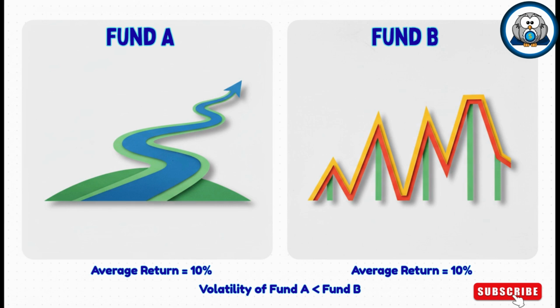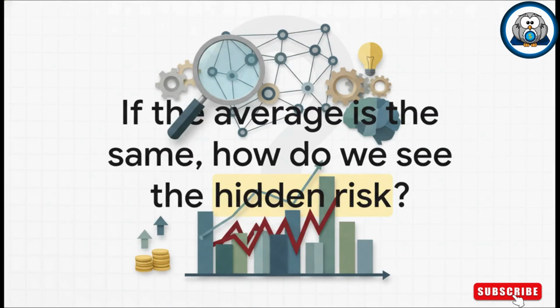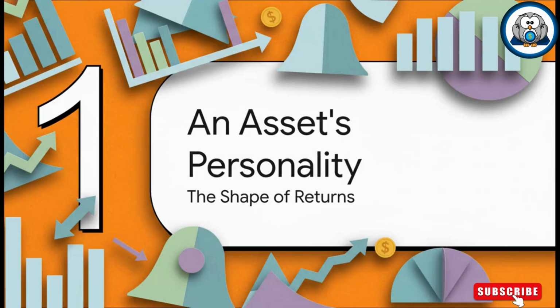This is the perfect example of why just looking at the average, well, it doesn't tell you the whole story. And that right there, that is the million-dollar question, isn't it? If the average is the same, how do we spot the risk that's hiding just beneath the surface? So let's get into it.